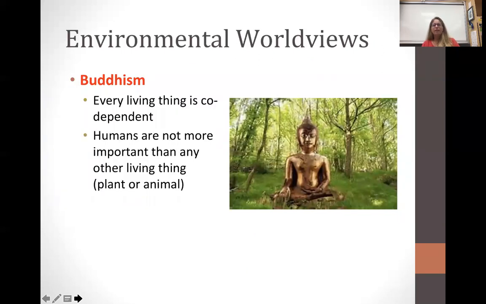Buddhism is a little bit different. In Buddhism, every living thing is codependent. And so your survival is dependent on the tree's survival and the fish's survival. And that humans are not more important than any other living thing, that your life is not more valued than a cockroach's life. There is also the idea of reincarnation. And so obviously you want everything treated equally if you could come back in your next life as a cockroach.